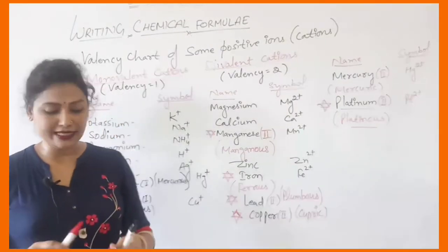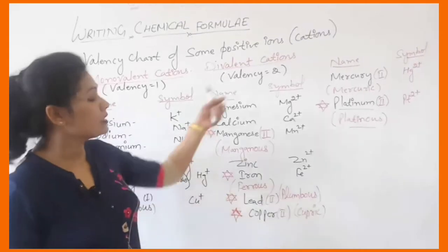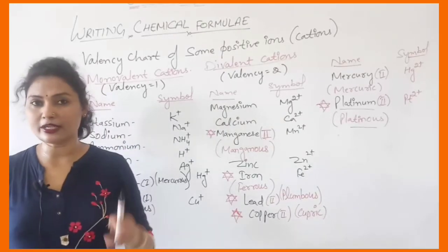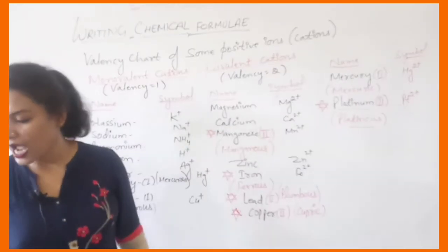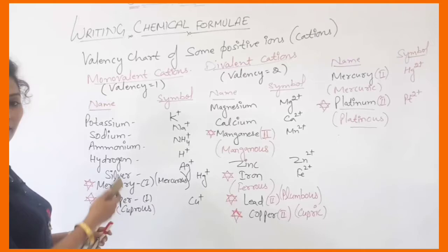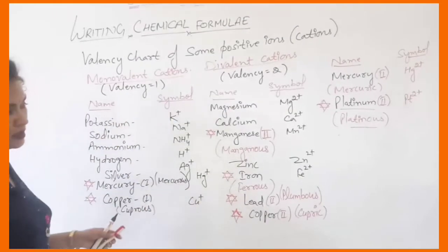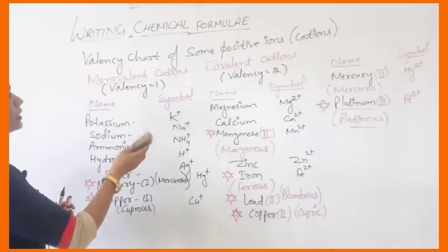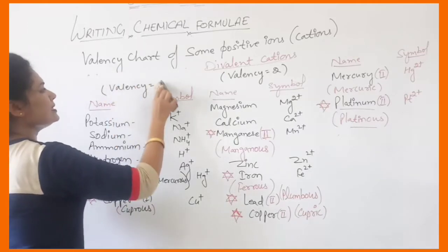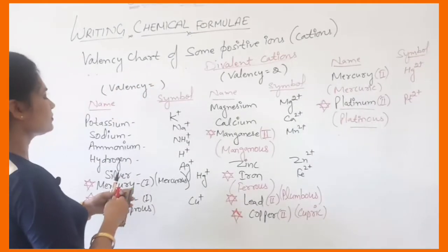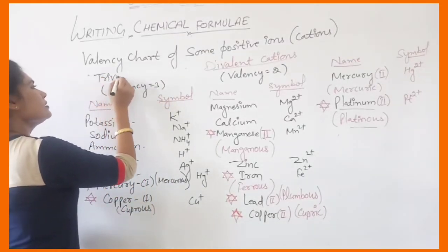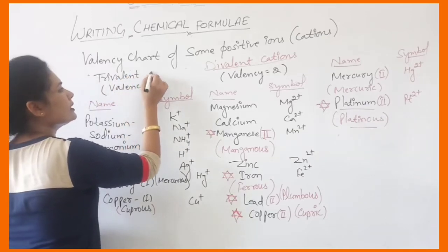So you can learn these cations whose valency is divalent. After that we can take the trivalent and tetravalent. Tri means whose valency is 3 and tetra means whose valency is 4. So if you have written, write it, otherwise pause the video and write these notes. Okay. Now we can take the next valency, 3 valency, that is trivalent cations.